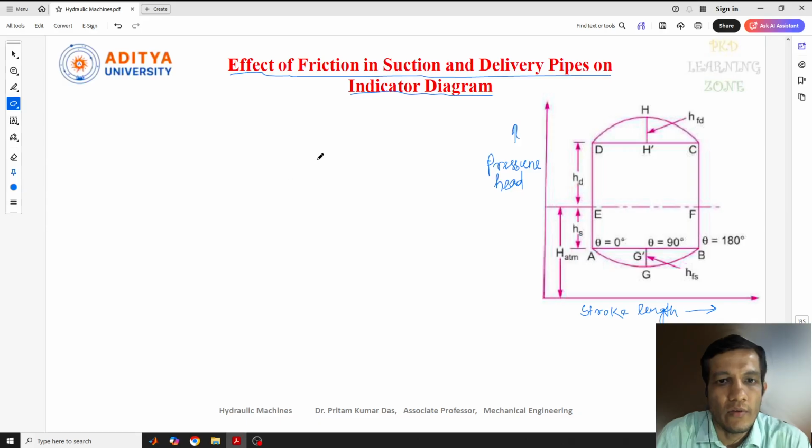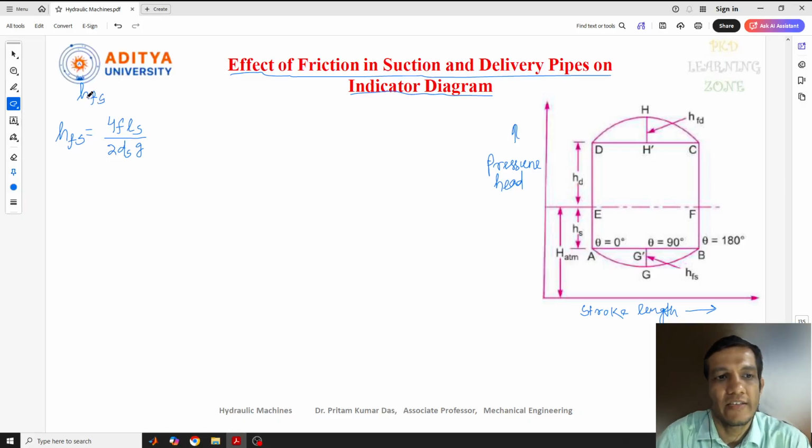Before discussing this diagram, let me remind you that in the previous lecture we identified the equation for the effect of friction for the suction and delivery pipes. What we identified previously was the value of HFS. HFS is nothing but the effect of friction in the suction head. The equation we got is 4FLS divided by 2dS into G.